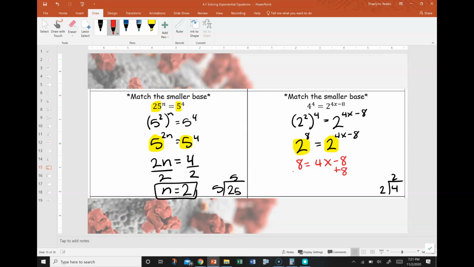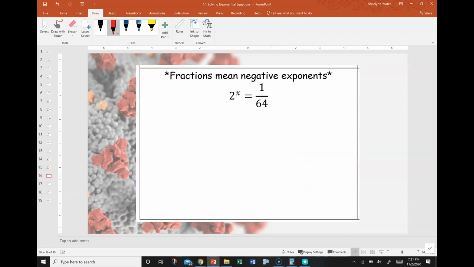From here we will add 8 to both sides. I get 16 equals 4x. Divide both sides by 4. And I end up with x equals 4. Beautiful. All right, let's try one more, and then you guys are going to have a couple, or at least one, to do on your own.